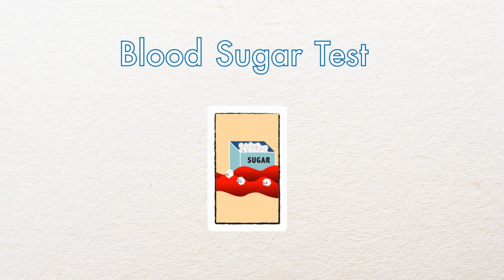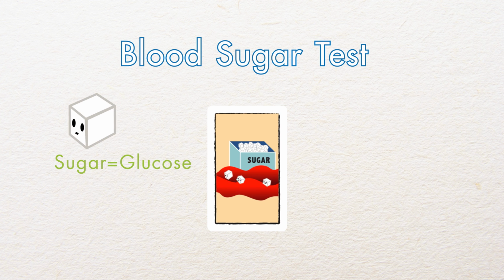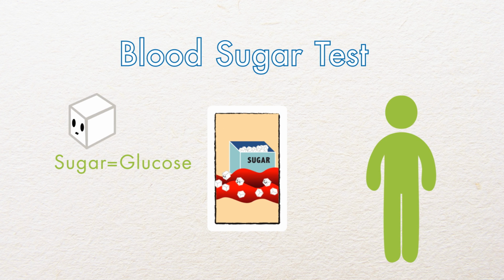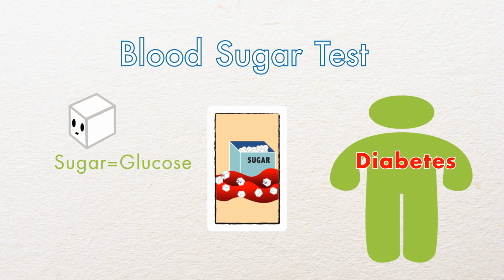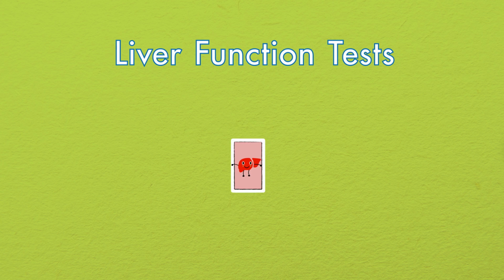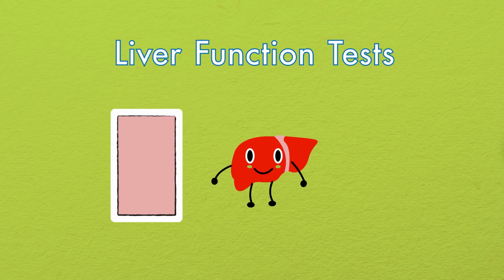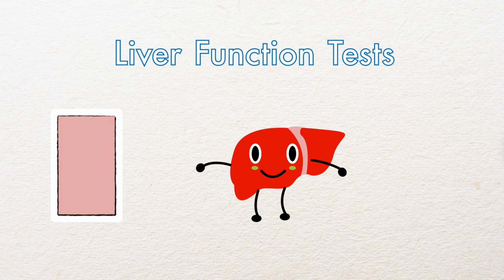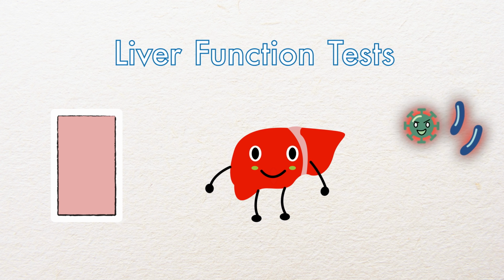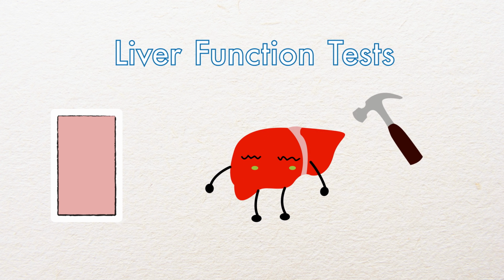Blood sugar test. A blood glucose test measures the amount of sugar called glucose in a sample of blood. Your doctor might order this test if you have signs of diabetes. Liver function tests. Liver function tests are used to check your liver is working properly. For example, to look at whether your liver is inflamed, damaged, or affected by any of the medicines you take.